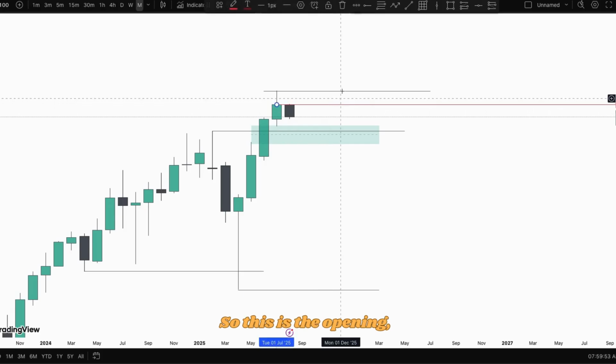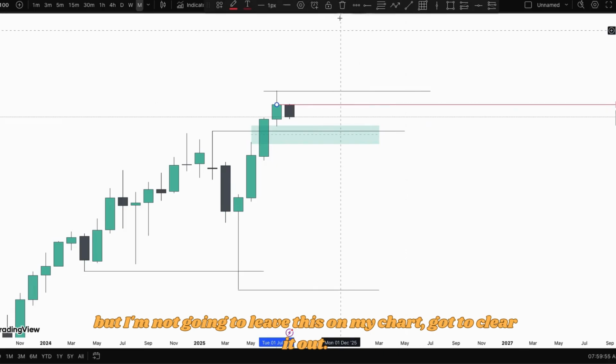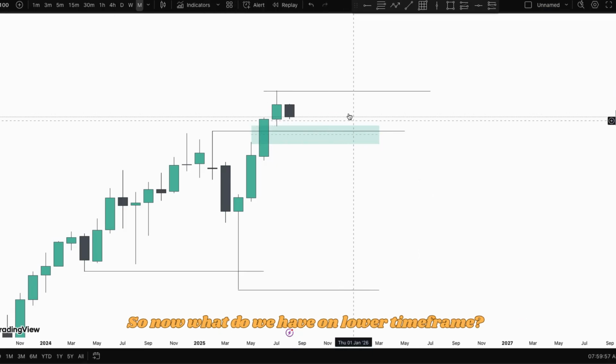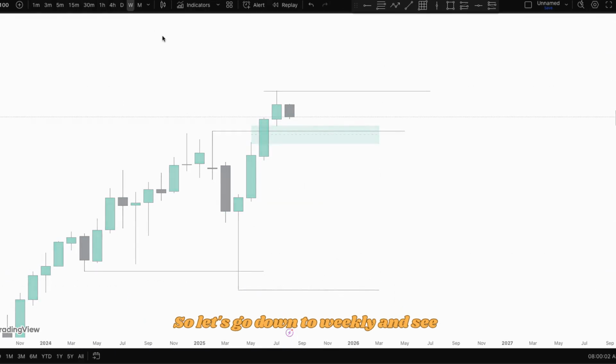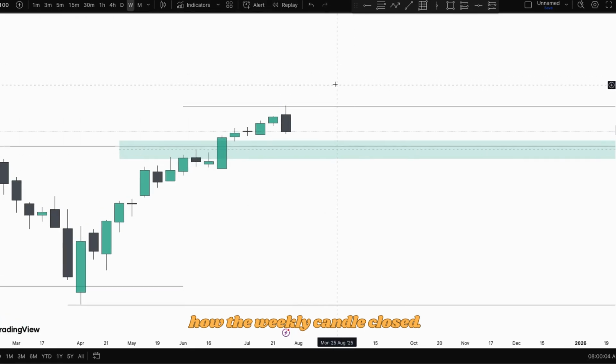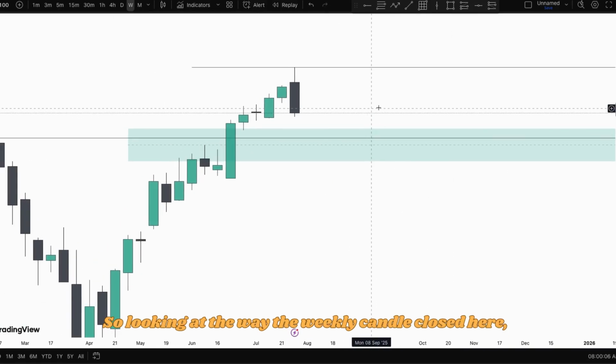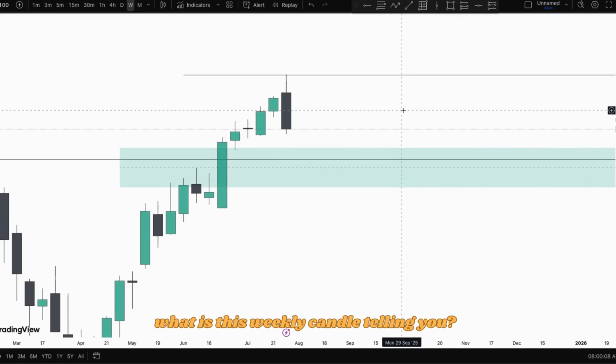So this is the opening, but I'm not going to leave this on my chart. I'm going to clear it out. So now, what do we have on lower time frame? Let's go down to weekly and see how the weekly candle closed. Looking at the way the weekly candle closed here, what is this weekly candle telling you?